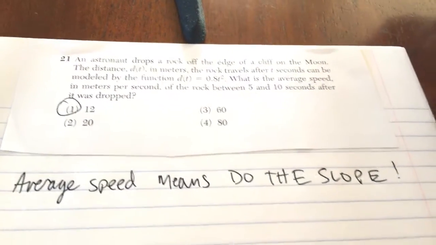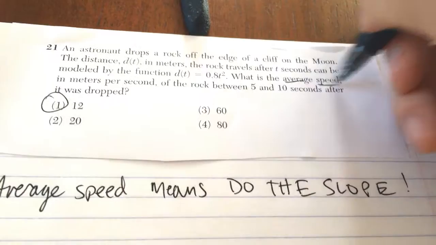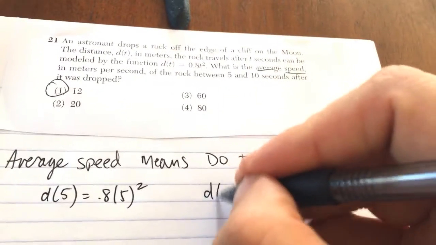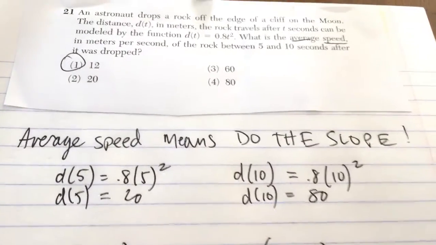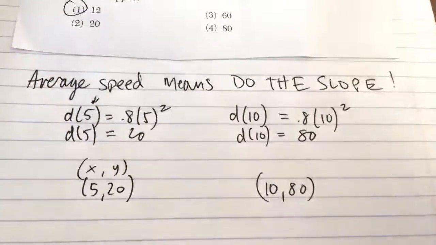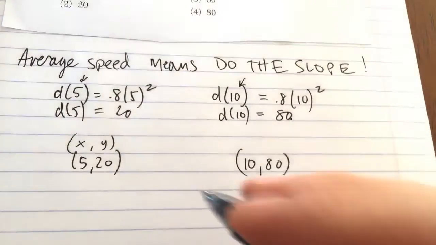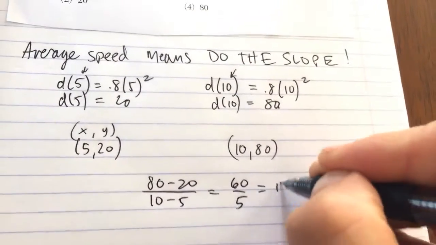For number 21, it talks about a function where it represents the distance traveled. They want you to find the average speed between 5 and 10 seconds. So what I'm going to do is plug in 5, and I'm going to plug in 10. Simplifying, I get 20 and 80. So my x value was 5, my output was 20, so here's your first pair of coordinates, x, y. Same thing here. I inputted 10, I was outputted with 80. Think of this as 2 points, so I'll do slope. 80 minus 20 over 10 minus 5, I get 60 over 5, you get 12.